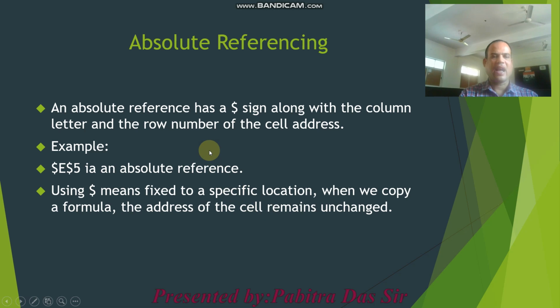Next, students, absolute referencing. Absolute referencing means having a dollar sign along with the column letter and the row number of the cell address. Example, $E$5: dollar sign E means column name, dollar sign 5 means row. It is an absolute reference. Using the dollar sign means fixed to a specific location. When we copy a formula, the address of the cell remains unchanged.